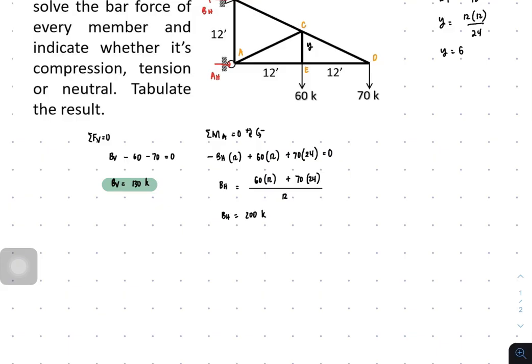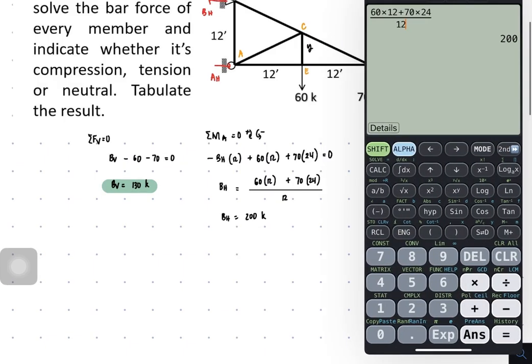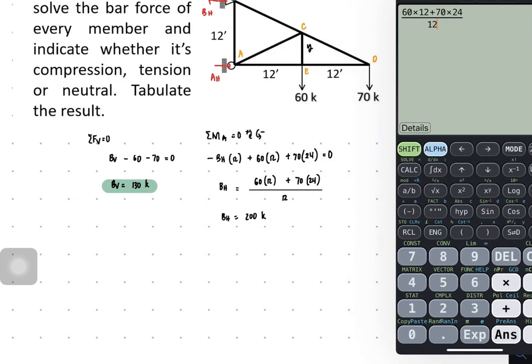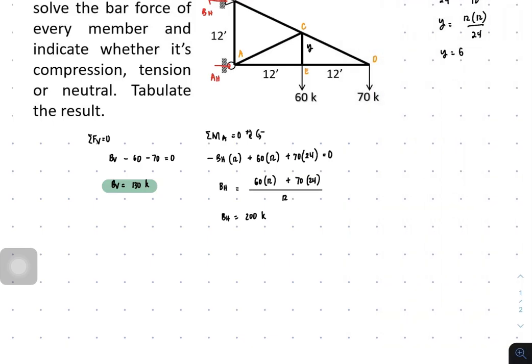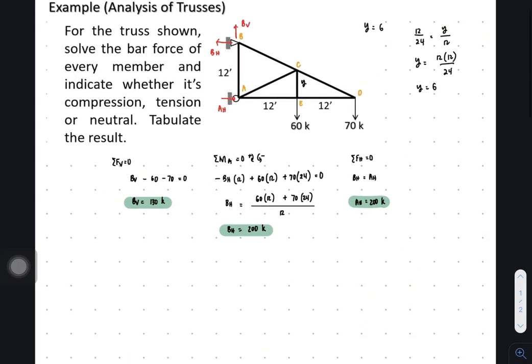So is it really 200? So 60 times 12 plus 70 times 24 and divided by 12. Okay, that's 200. And let us continue. Summation of forces horizontal equal to 0. We have BH equal to AH. These are the only two horizontal reactions. So therefore AH is also 200 kips. And that's all for the reactions.